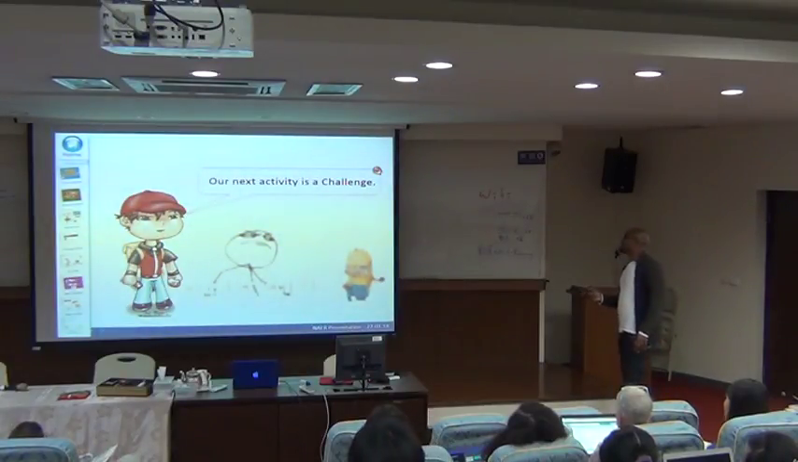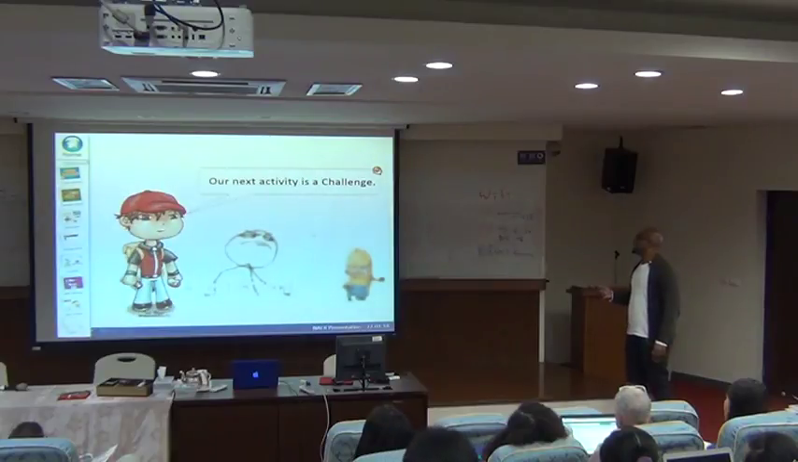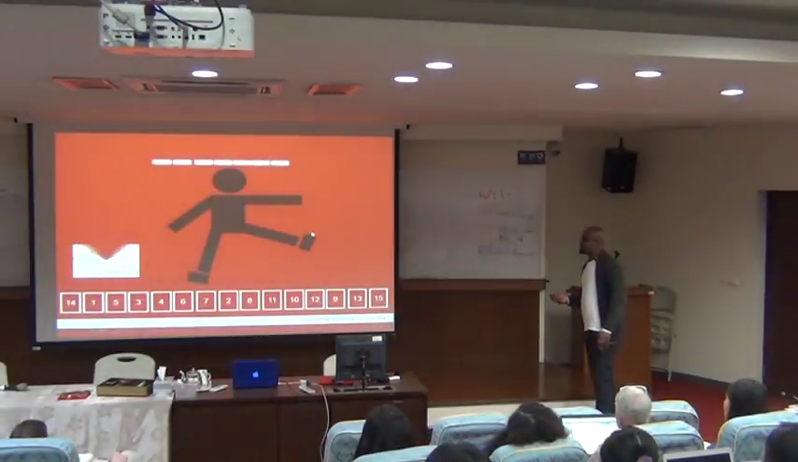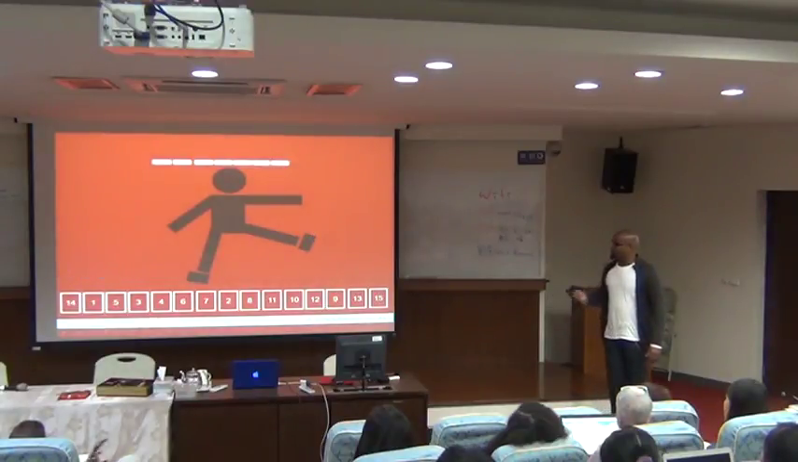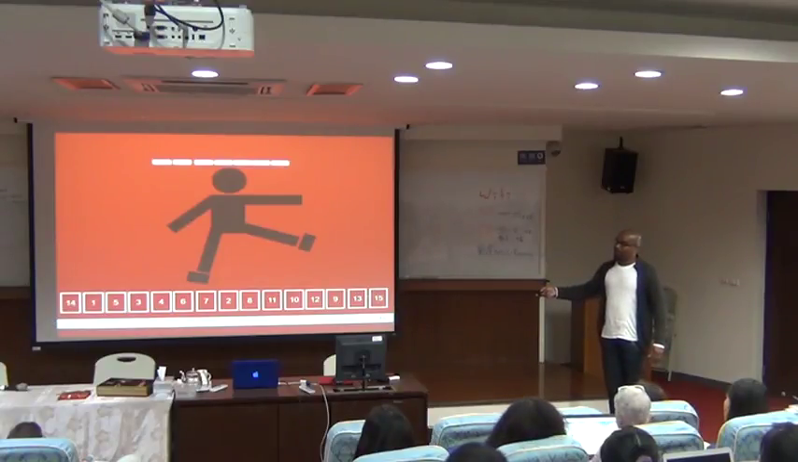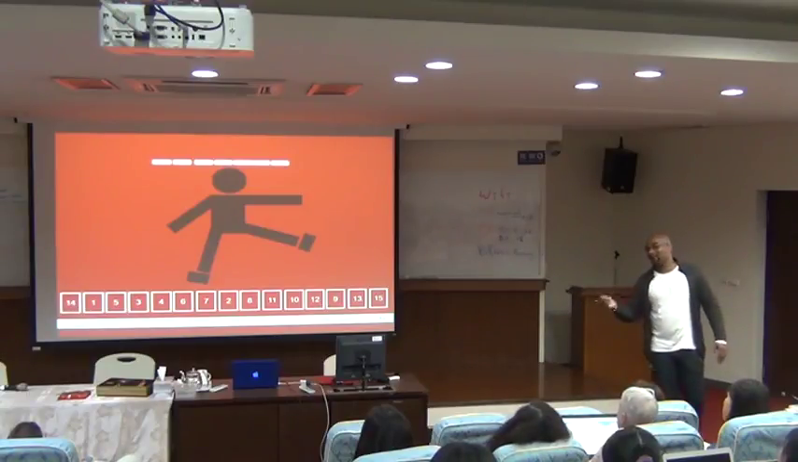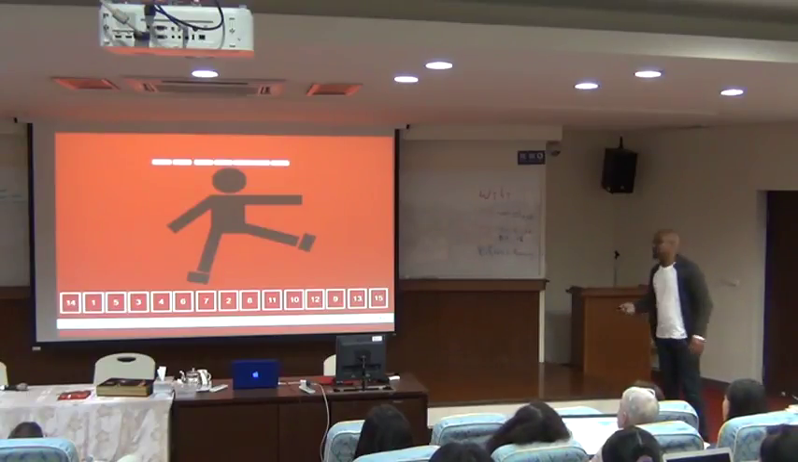Okay, our next activity is the challenge. An audio now. This one is called Goodbye. So the word here is ENGLISH, and you're supposed to uncover the letters here. If you pick the wrong tile, his body's going to disappear, bit by bit by bit. Okay, so who wants to pick? Like Hangman in reverse.